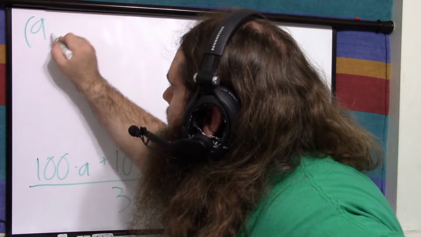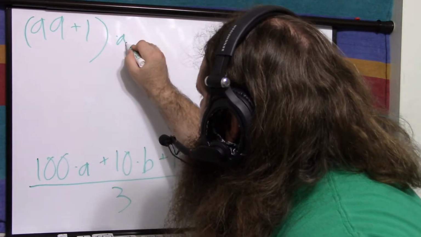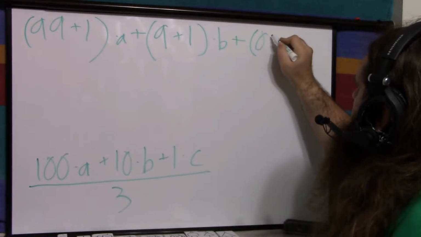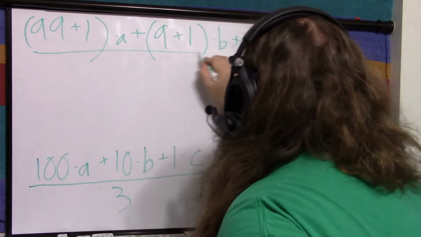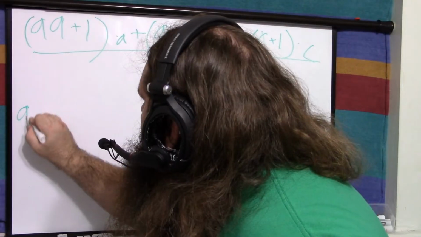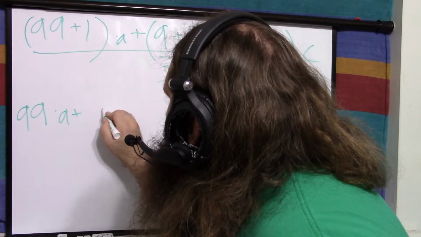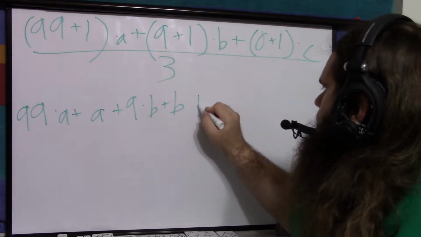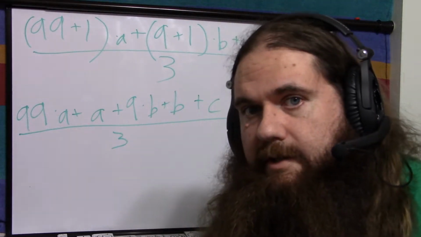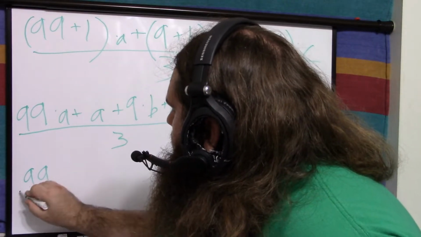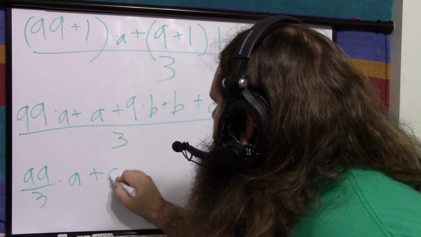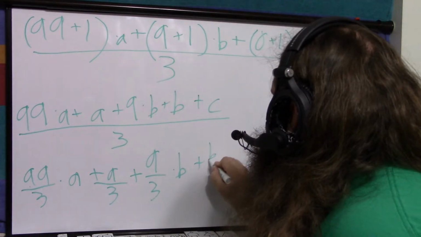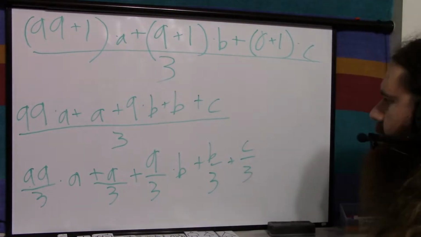This is (99 + 1) times A plus (9 + 1) times B plus (0 + 1) times C, all divided by 3. So then we can write that out: 99 times A plus 9 times B plus B, and 0 times C, so we'll just say plus C, divided by 3. And we can distribute that as well: 99 over 3 times A over 3 plus 9 over 3 times B plus B over 3 plus C over 3.